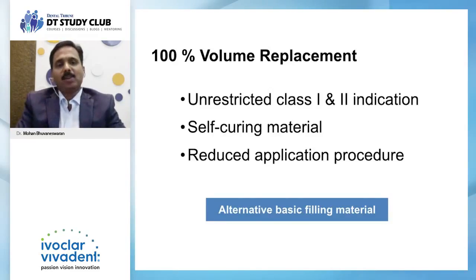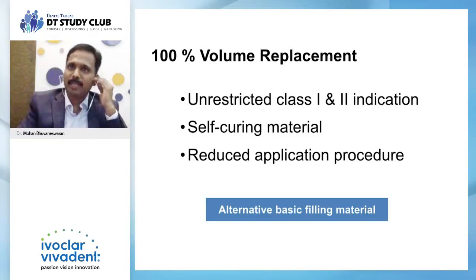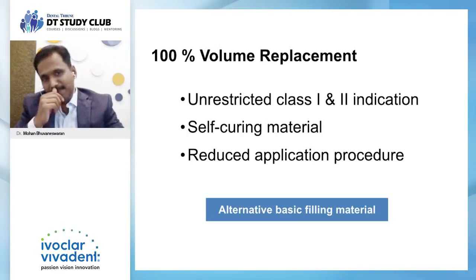Why am I specifically talking about this product alone in this segment is that unfortunately I don't have any other product to compare in this segment. Today at present we have only Cention N to be discussed in this regard. That is the reason the second part is purely going to revolve around what exactly these people from Ivoclar are trying to convey to restorative dentists like us. What are they trying to convey? Is that it is a 100% volume replacement material. That's exactly what they are telling. So what do they mean by that?